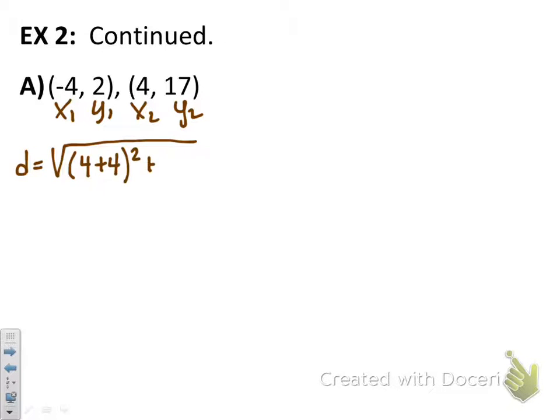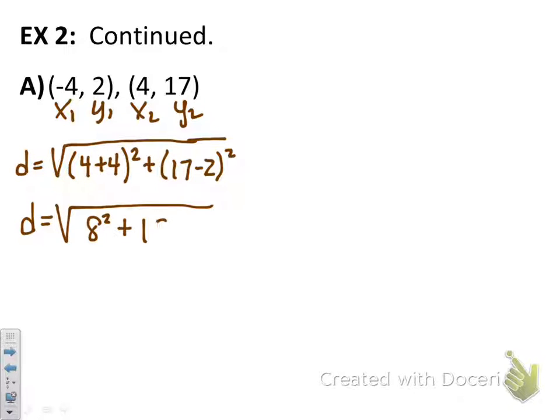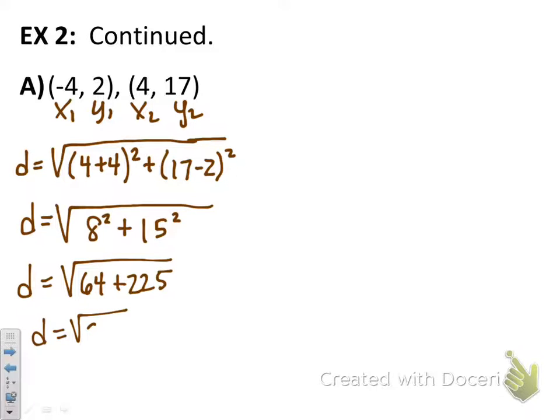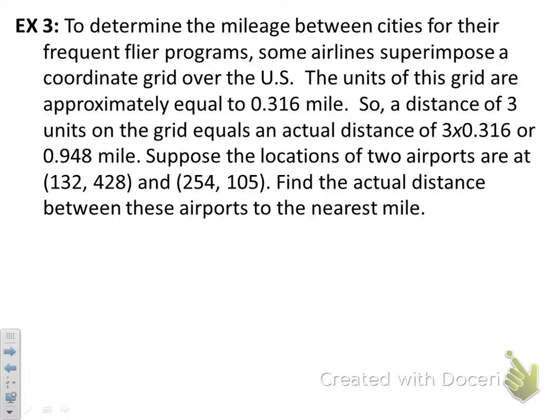So we want to start with labeling our points. It's going to kind of go fast. So label them x1, y1, x2, y2. Plug it into the distance formula. And then you get the distance is the square root of 8 squared plus 15 squared. That's 64 plus 225. So you get the square root of 289, which is 17 units. And there you go. Let's try the next one.